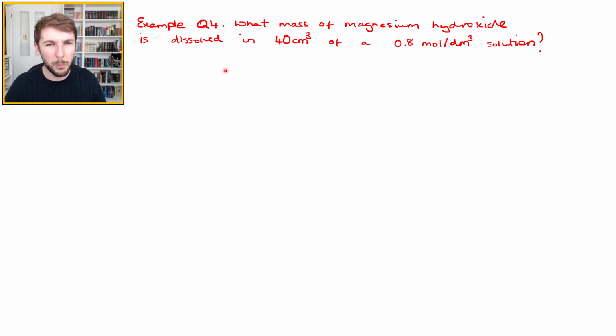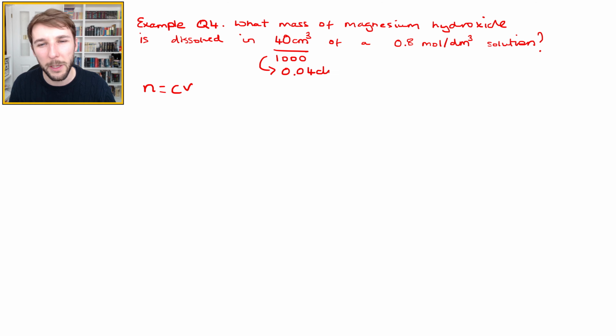Okay, so in this example here, we're asked what mass of magnesium hydroxide is dissolved in 40 cubic centimetres of a 0.8 mole per decimeter cubed solution. So we'll begin by using n equals CV, and remember that the volume needs to be converted. So we're going to divide this by 1000 to begin with, and that will give us the answer of 0.04 cubic decimeters to work with in our n equals CV equation.